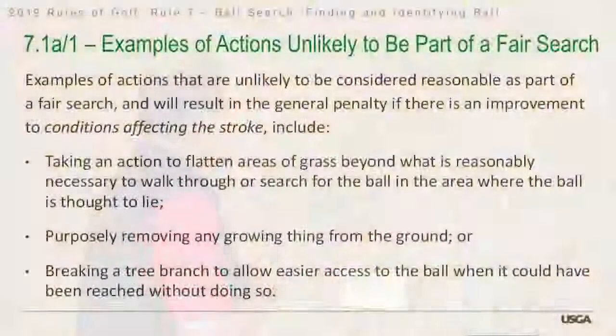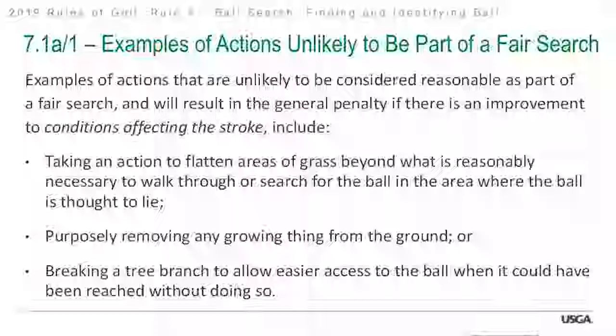Okay, here's some examples of an unlikely fair search. Taking an action to flatten areas of grass beyond what is reasonably necessary to walk through. So if you're just kind of hopping around or stepping down on stuff, that's not reasonable. Okay? Purposely removing any growing thing from the ground. That's like I said, pulling up the weeds or something. When you're doing something like that, that's going to be a violation and not a fair search.